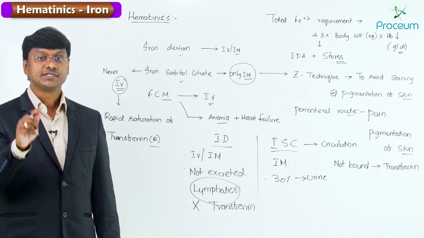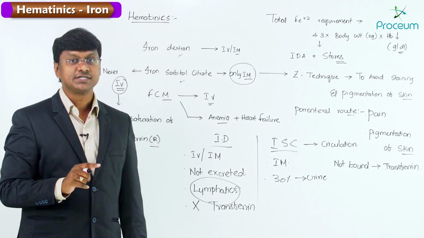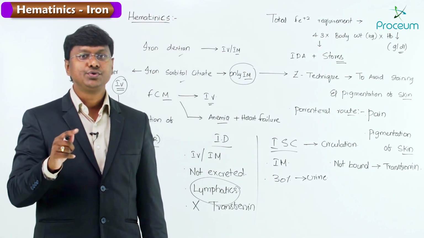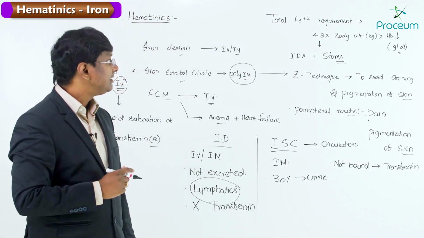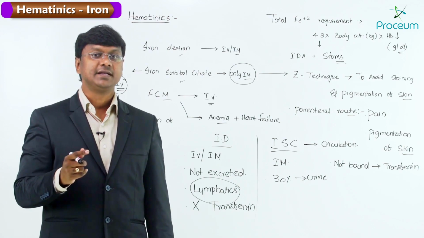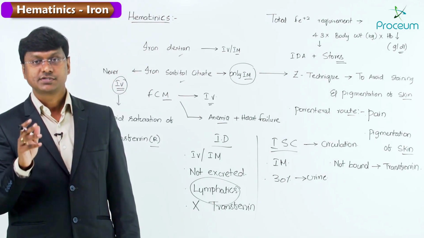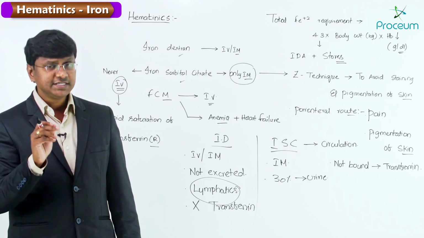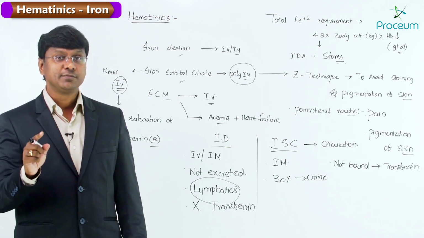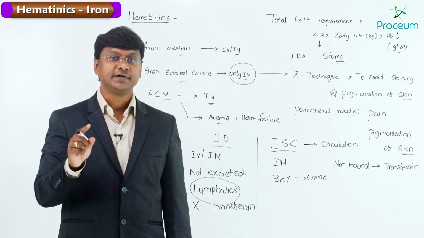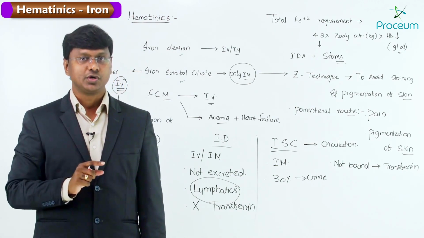Why? Because it will cause rapid saturation of transferrin receptors, which can cause iron toxicity due to more free iron. And how do you calculate the total iron requirement? This can be calculated by the formula 4.3 multiplied by body weight of the individual in kgs multiplied by hemoglobin deficit, that is grams per deciliter. And this formula includes the iron required for replenishment of iron stores also.